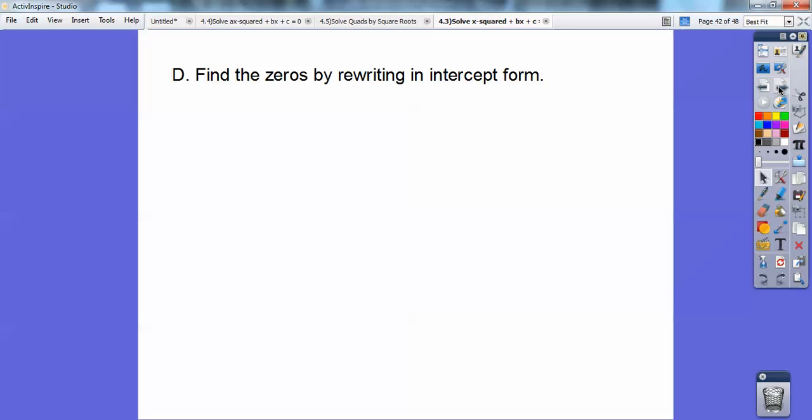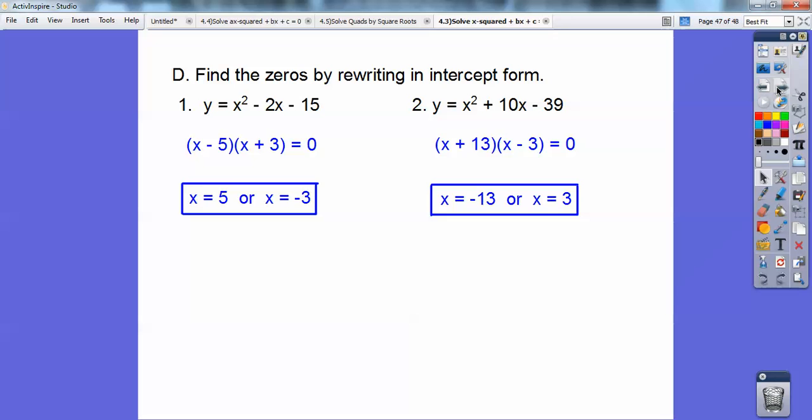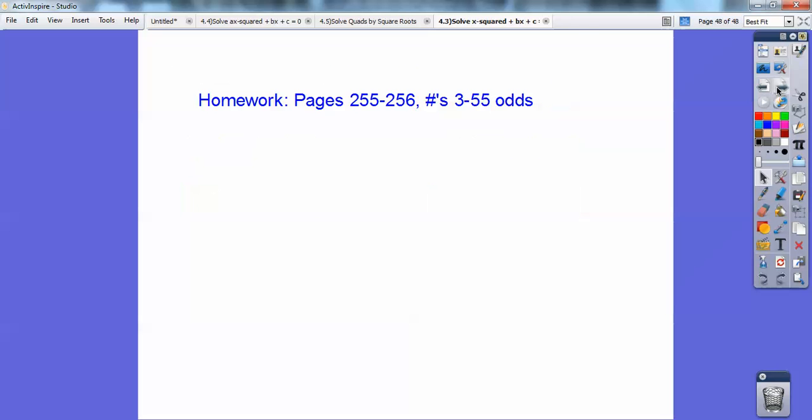You're going to see directions that say find the zeros by rewriting in intercept form. It's just the same thing we've been doing. But you'll see problems written like this, where it's not equal to 0. When it says find the zeros, then you just set them equal to 0 and factor them. So factors of negative 15 that add to negative 2 are negative 5 times 3 over here. Factors of negative 39 that add to 10 are positive 13 times a negative 3. Then we set the factors equal to 0. Over there I get 5 and negative 3, and then on the right I get negative 13 and 3. And if you're in my Algebra 2 class, boom, there would be your homework assignment. Take care.